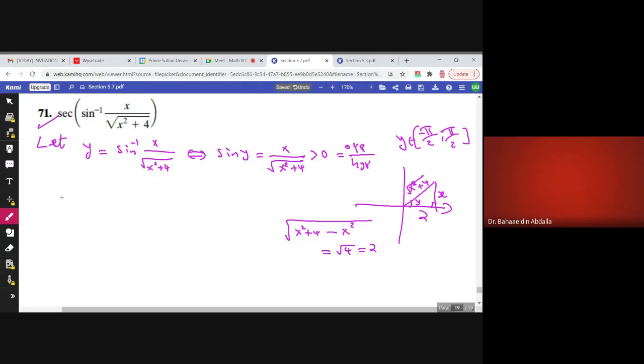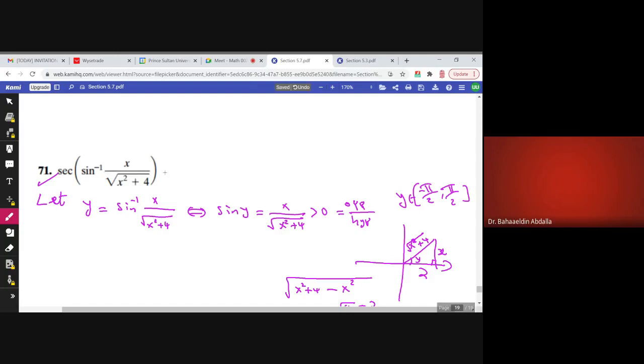Now what do we need to find? We need secant of sine inverse, and this one we called y. So we need secant y. And this is the angle y. What is secant? Secant is the reciprocal of cosine, and cosine is adjacent over hypotenuse. So secant would be hypotenuse over adjacent. What is the hypotenuse? Square root of x squared plus 4 over the adjacent, which is 2.